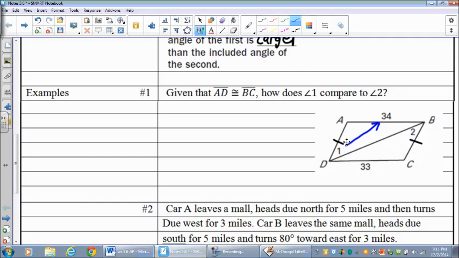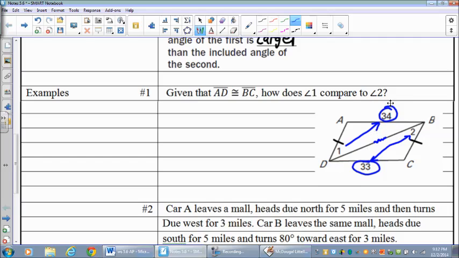Do realize that this still follows the hinge theorem because it says AD is congruent to BC, and we also know that right here in the center, DB is congruent to itself because it's reflexive. So we'd still have side-angle-side taking place, but this is actually the converse because they give us the side measurements of 34. So I'm looking at the angles in relation to the 34 and the 33 down here.